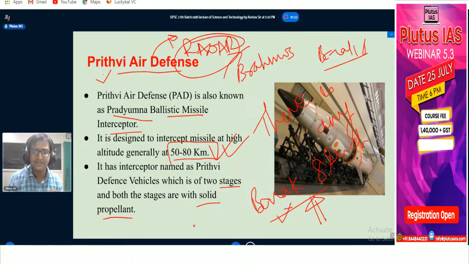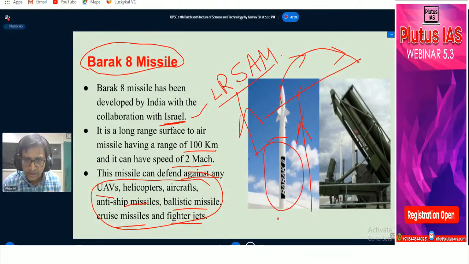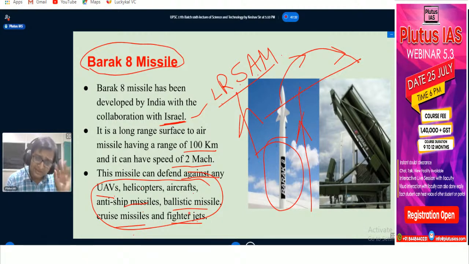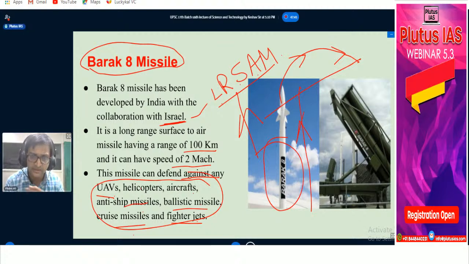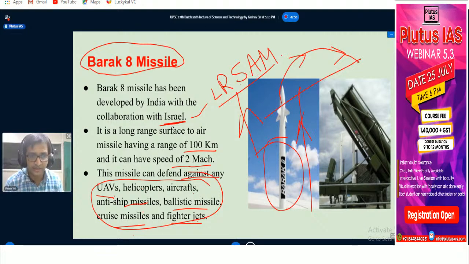It is not only anti-ballistic missile, but it is to destroy any of such things. Like I'm coming to Barak 8 again: any UAV, helicopter, aircraft, anti-ship missile, ballistic missile, cruise missile, fighter jet, it can defend against any of them. So we can't say it is anti-ballistic missile only. If there is any UAV or any cruise missile, Barak 8 has the technology to defend against it. Aman, is it clear?